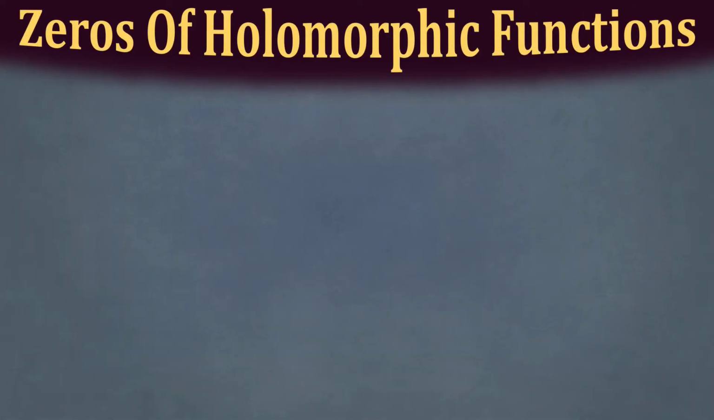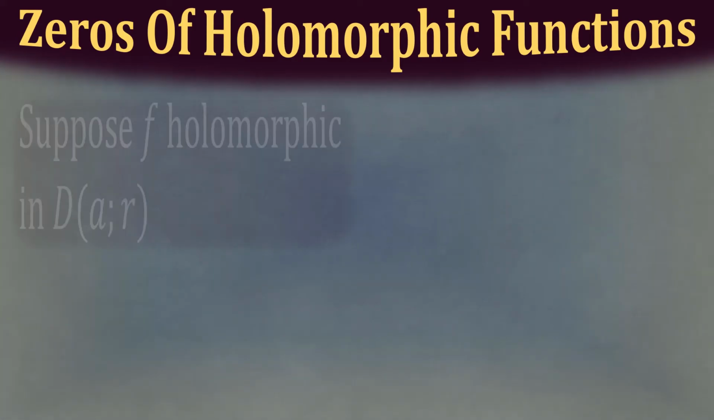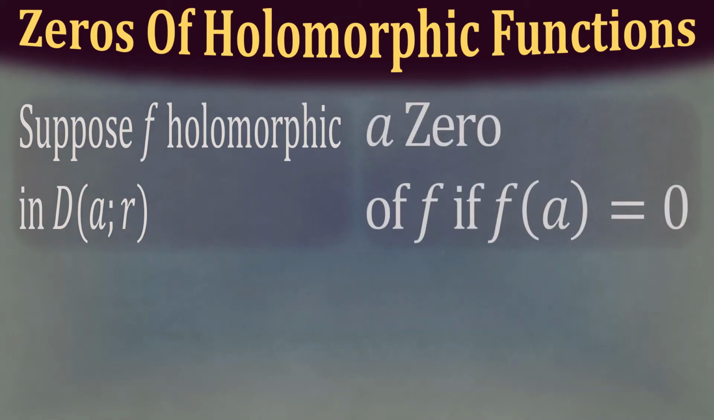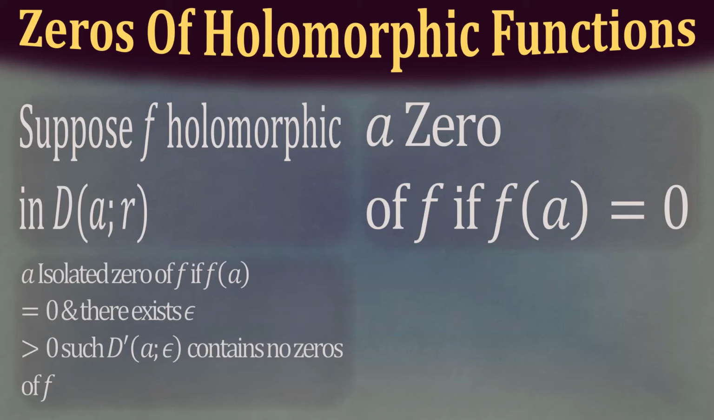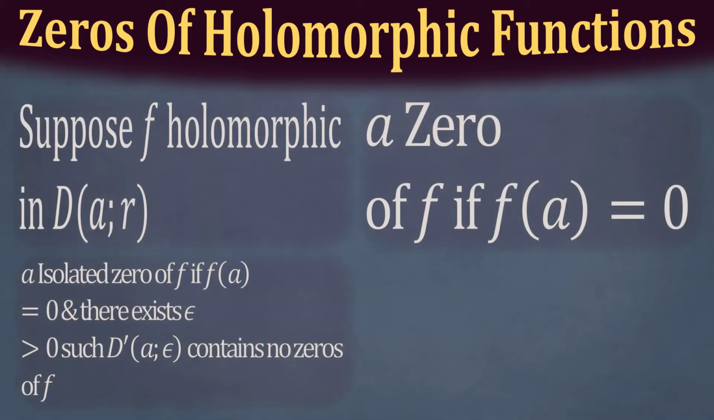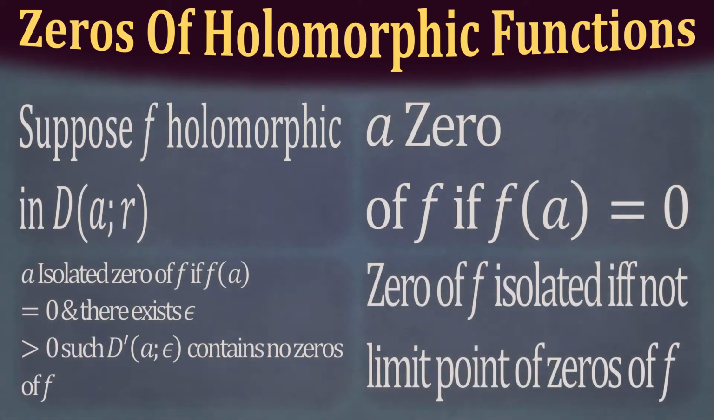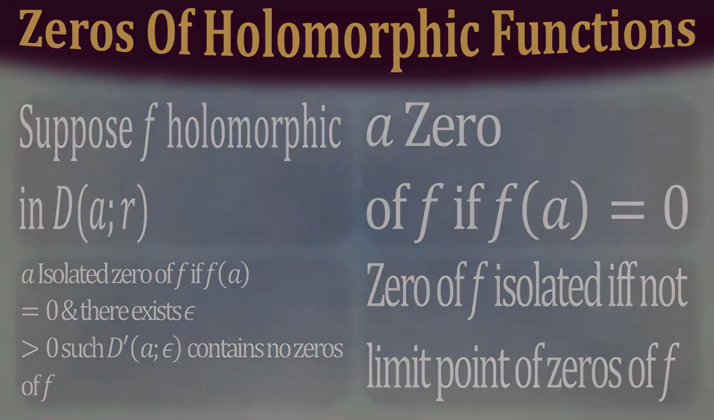Now, let's define the zeros of holomorphic functions. Suppose f is holomorphic in D of a and r. Then a is a zero of f if f of a is equal to 0. And a is an isolated zero of f if f of a is equal to 0, and there exists an epsilon greater than 0, such that D dash of a and epsilon contains no zeros of f. So, a zero of f is isolated if and only if it is not a limit point of zeros of f. Hence, we have the identity theorem.